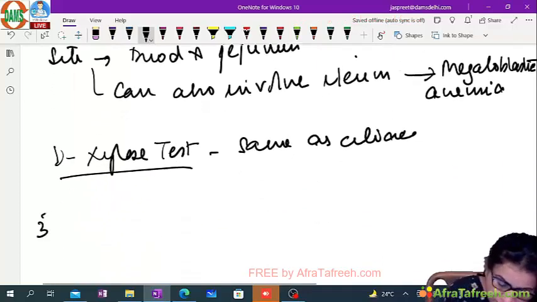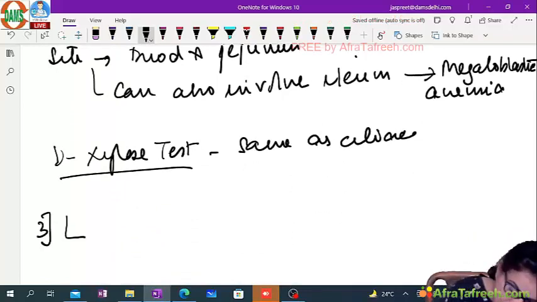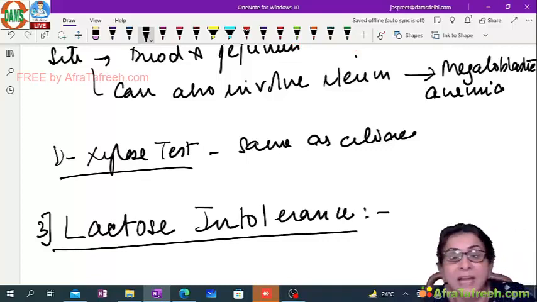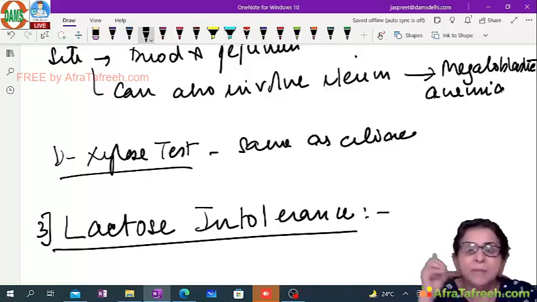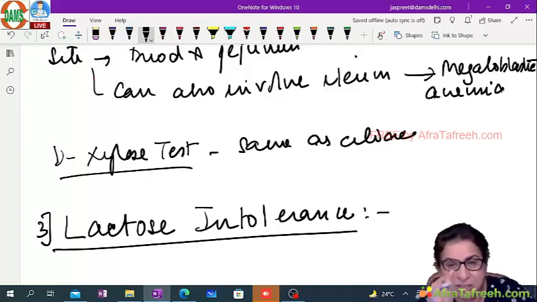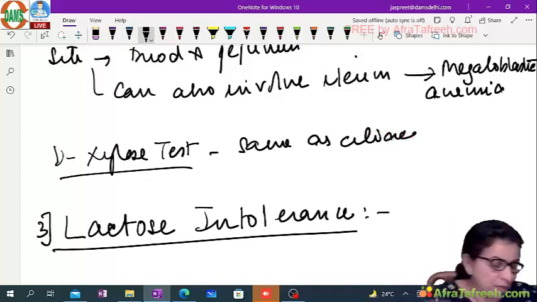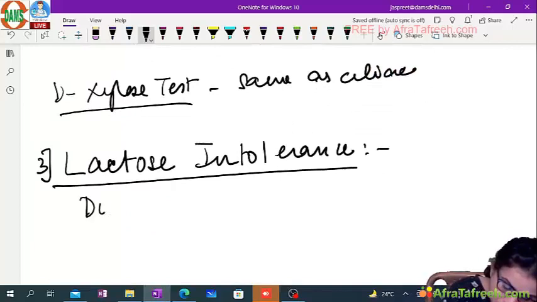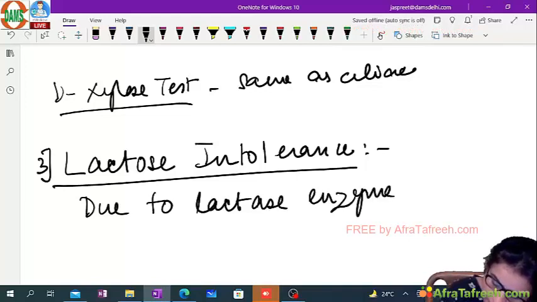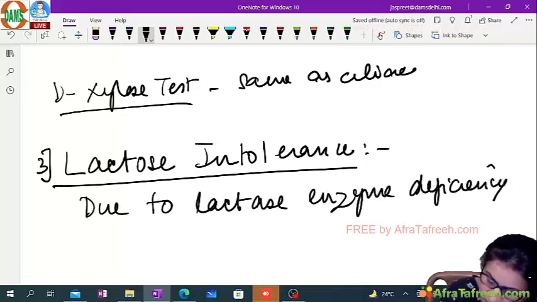Then coming to the third entity causing malabsorption, lactose intolerance. That means people can't tolerate lactose. Milk and milk products contain lactose. Why? Because lactose sugar is broken down by an enzyme called lactase, which our small intestinal epithelial cells have. The cause of lactose intolerance is lactase enzyme deficiency.